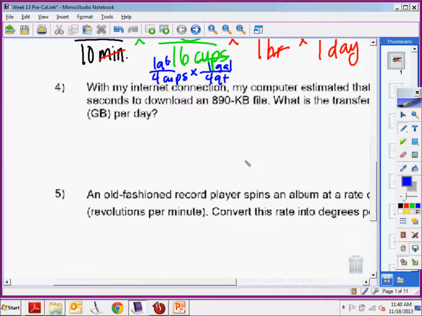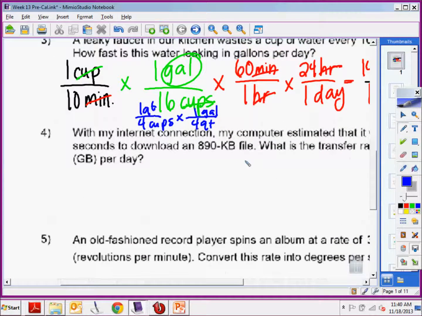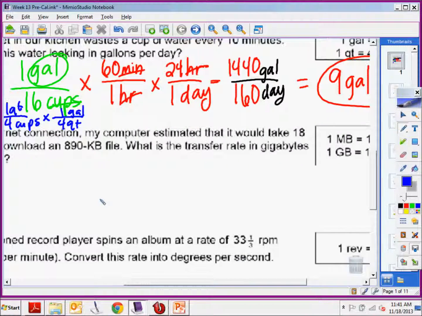Alright, now I want y'all to do number 4. I'm going to get you set up on it. I'm not going to give you very much time. Oh, never mind. Is it 18 seconds? Yeah.